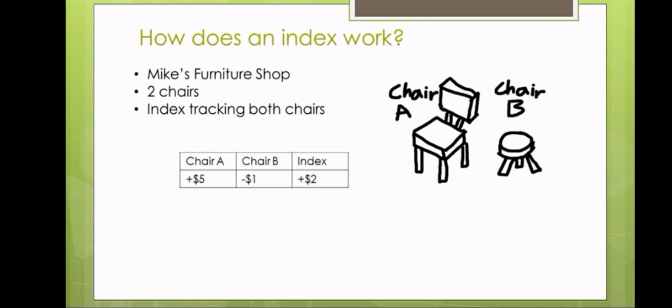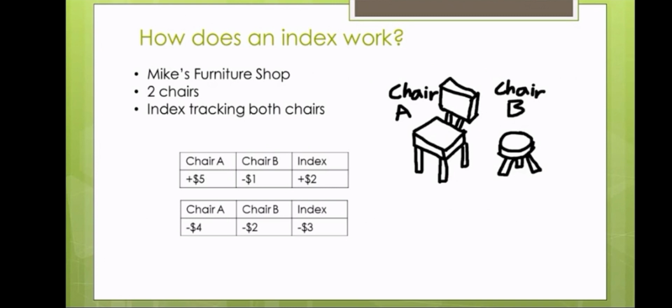So for example, if the price of chair A were to increase by $5 and the price of chair B were to decrease by $1, the index would show an increase of positive $2, because 5 minus 1 is 4 and there are two chairs. Looking at another scenario, if the price of chair A were to drop by $4 and the price of chair B were to drop by $2, the index will now show a change of negative $3.